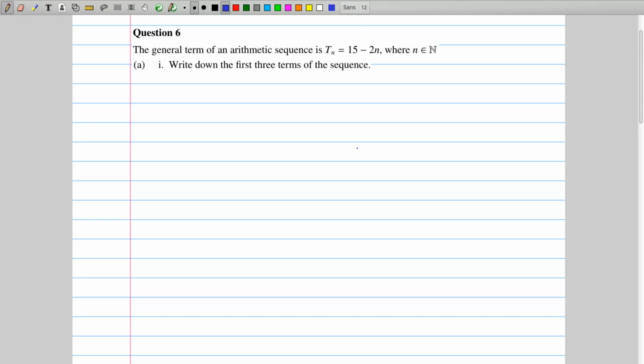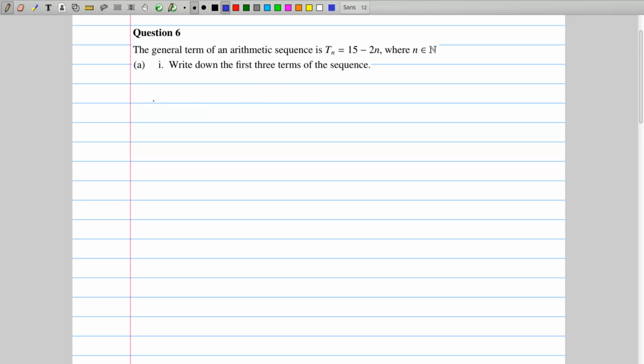Today we're continuing our journey through the 2014 Ordinary Level Paper 1. We're moving on to question 6 now, which is all about sequences and series. We're told the general term of an arithmetic sequence is given by Tn equals 15 minus 2n, and we're asked to write down the first three terms of the sequence.